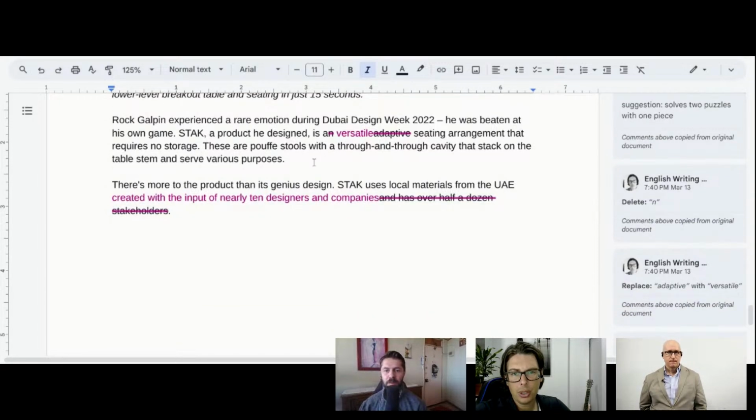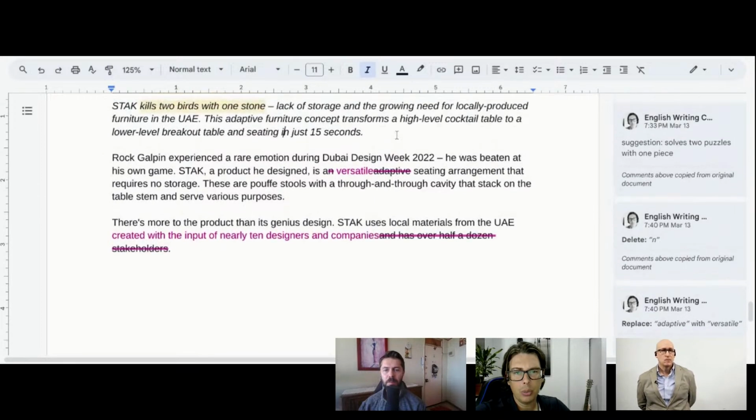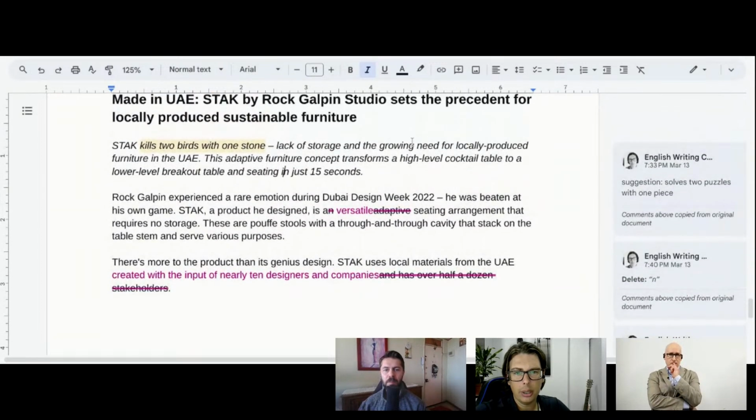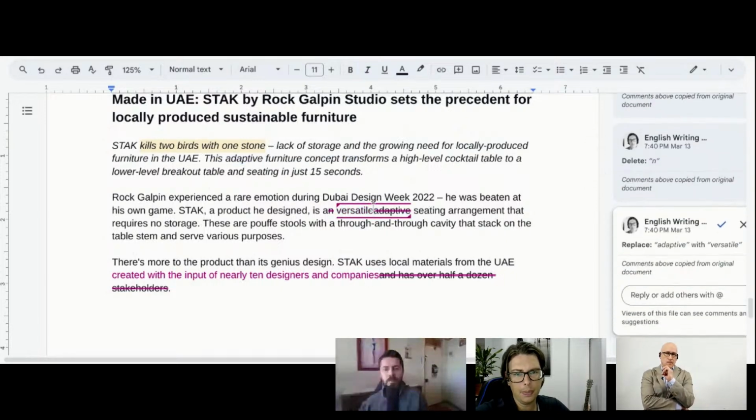So yeah, a couple of things just to finish off, and then I'll pass over to Pete with his editing commentary. We have an adaptive seating arrangement. I quite like the word adaptive, but it was used earlier, this adaptive furniture concept. So just to avoid repetition, I've got versatile. That's a synonym. We could just look in the thesaurus and pick out a word that we know how to use and that definitely fits the situation.